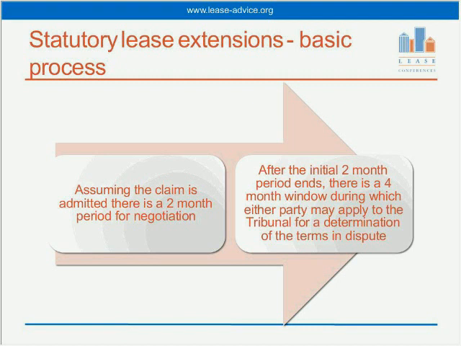However, after the initial 2 month period ends and there hasn't been an overall settlement, then either side can apply, but usually the leaseholder will apply unless the landlord wants their money early. Either side can apply to the appropriate tribunal, the First-tier Tribunal Property Chamber in England and the Leasehold Valuation Tribunal in Wales, to determine any issues in dispute. Now that's important, it's only any issues in dispute that the tribunal can determine, not anything that's been agreed. And each party pays their own costs at the tribunal, save in certain exceptional circumstances.